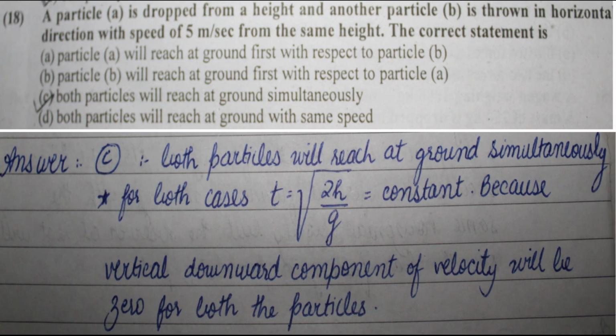Next question is, a particle A is dropped from a height and another particle B is thrown in horizontal direction with a speed of 5 meters per second from the same height. We have to find the correct statement. For both cases, that is when a particle is dropped from a height and when a particle is thrown in horizontal direction, the formula applied is the same, that is T equals the square root of 2h over g, and it's always constant, because the vertical downward component of velocity will be 0 for both the particles. So both the particles will reach the ground simultaneously, and option C, according to this, is going to be the right answer.